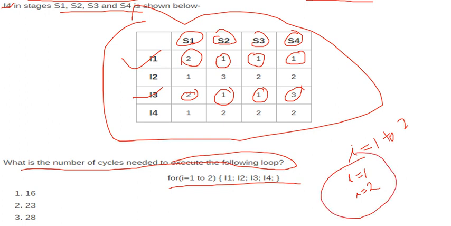So they are saying that if we have to run all these instructions 2 times, how many clocks should we have so that we can execute these instructions 2 times? We will discuss the solution in the next slide. Thank you.